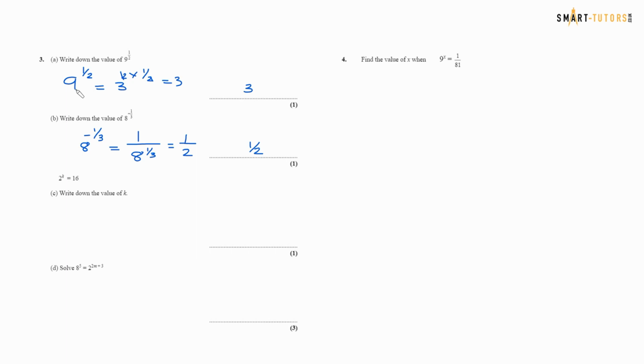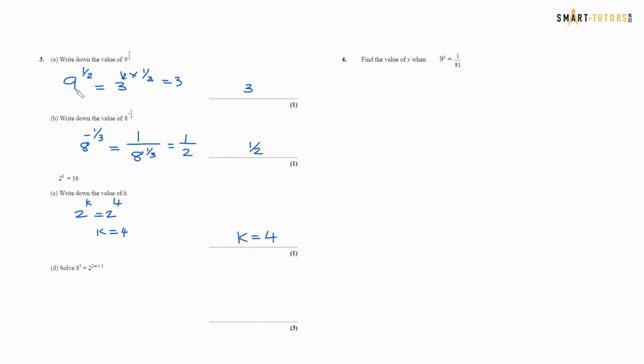C part, 2 to the power k equal 16. 16 can be written as 2 to the power 4. So bases are same, so k equal 4. So the answer is k equal 4.